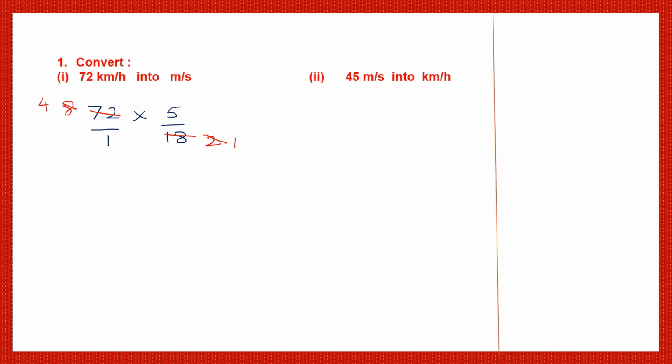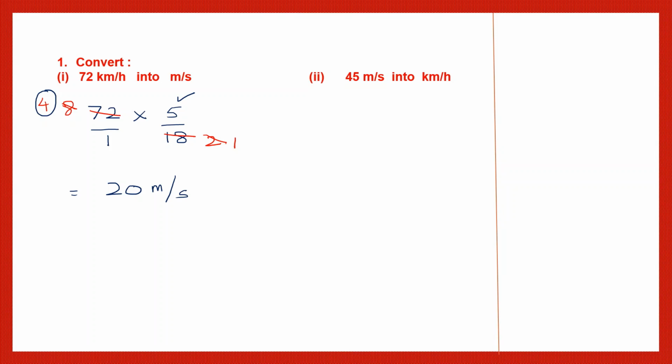So now what do we have in the numerator? We have 4 and we have 5. Isn't it 4 into 5? So 4 fives are 20. 20 by 1 is simply 20. So this is 20 meter per second. So we have converted kilometer per hour into meter per second.